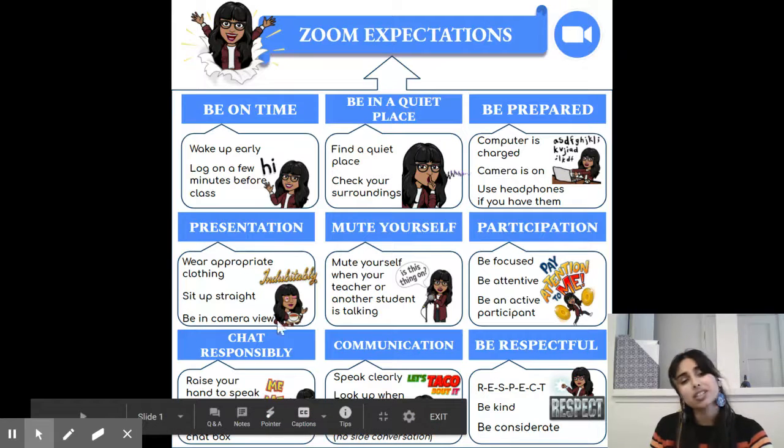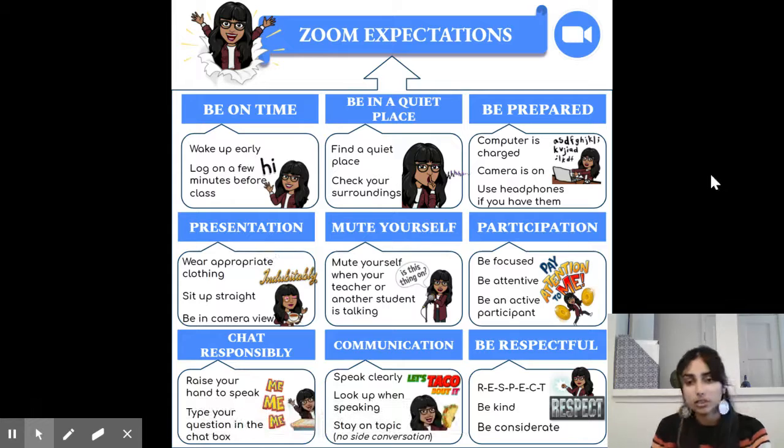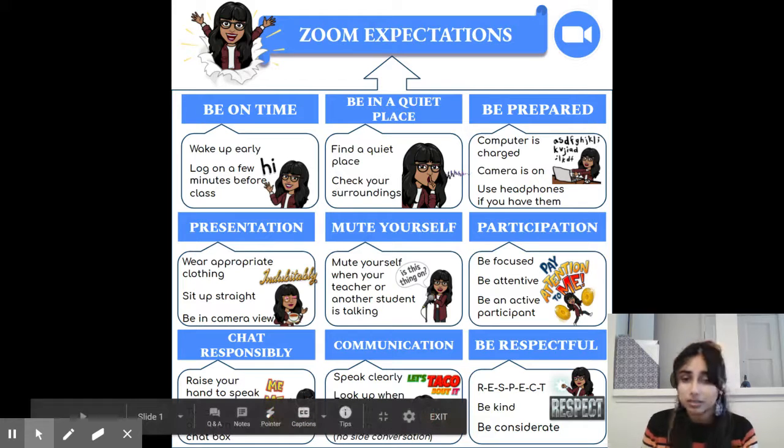And make sure that you're in camera view. I'm seeing a lot of students are doing Zoom school in bed, which is not healthy. If you're doing your school in bed, then that means that first of all, you're going to be in bed for a long part of the day, and that it's going to be harder for you to sleep, and you'll be sleepier when you're working.